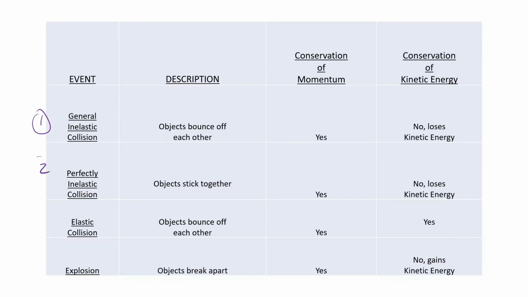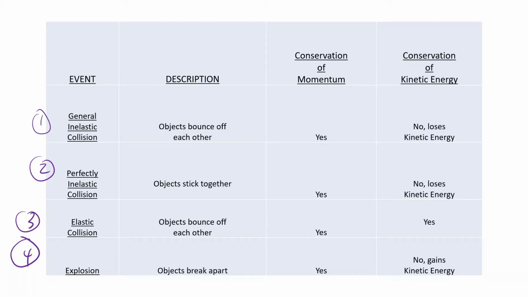We have 1, 2, 3, 4. Key things to know. There's general inelastic collision, perfectly inelastic collision, elastic collision, and explosion. This is all important information, so if you want to pause and copy it down, do that. But I want to go over the key things.